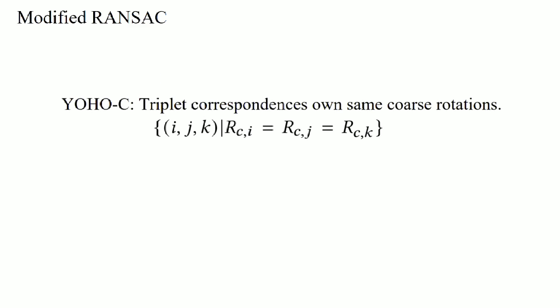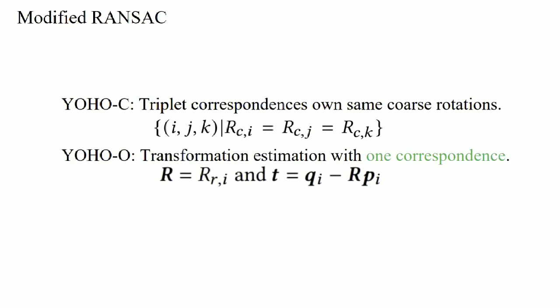Finally, we propose two RANSAC variants to resolve the superior hypotheses. Firstly, we can still use the RANSAC algorithm, but instead of randomly selecting all correspondence triplets to compute transformations, we limit feasible correspondence triplets to the ones with the same coarse rotations. Such a verification greatly reduces the searching space to find the correct transformation.